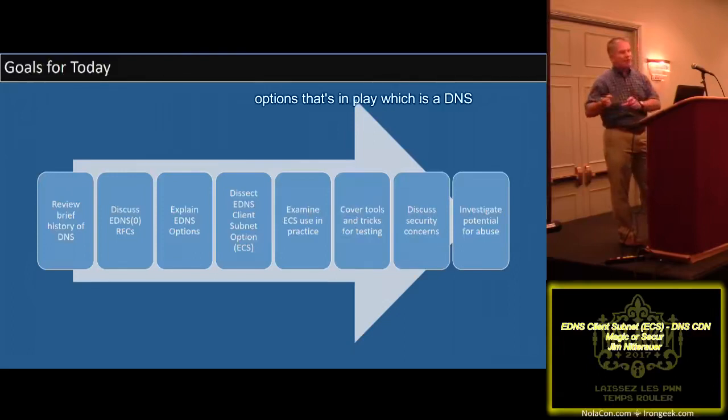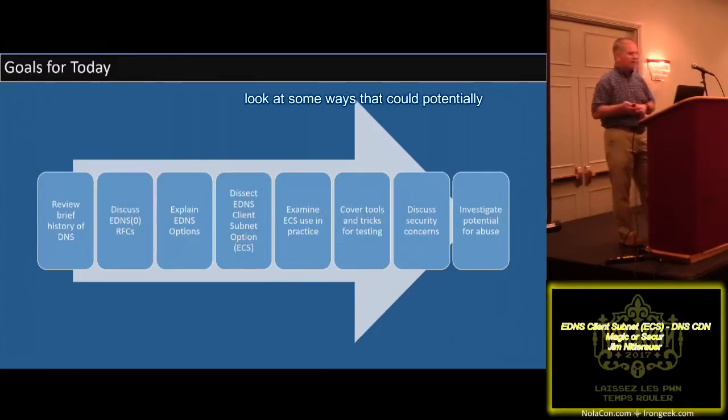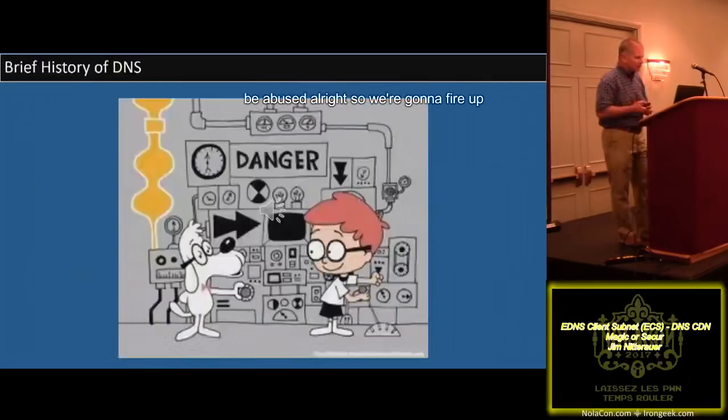We're going to examine one of those particular options that's in play, which is EDNS client subnet. We're going to look at some tools for how we would check DNS servers to see if they do support that, if we're getting responses or they're leaking data on our behalf. And then we're going to discuss some security concerns with that and look at some ways that could potentially be abused.